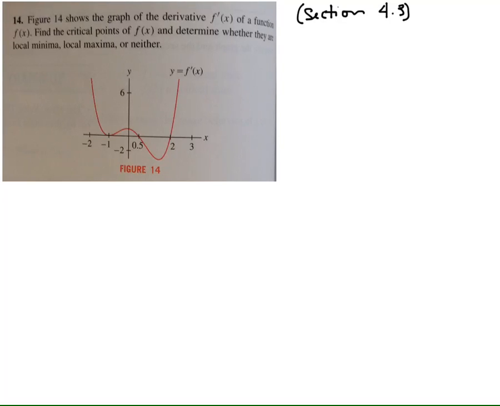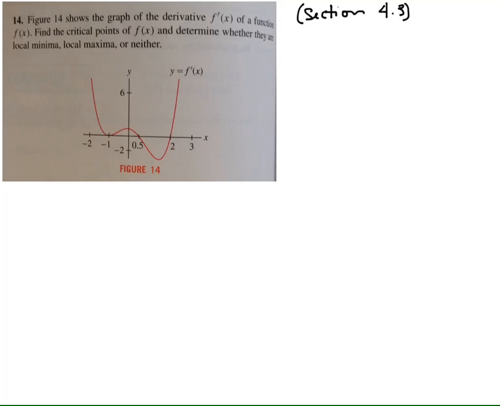Here's a problem from section 4.3 of the book on the mean value theorem. And actually, I really feel like section 4.3 is more about what they call the first derivative test than the mean value theorem. So maybe the chapter should have been called the first derivative test. But here's a problem from that section.